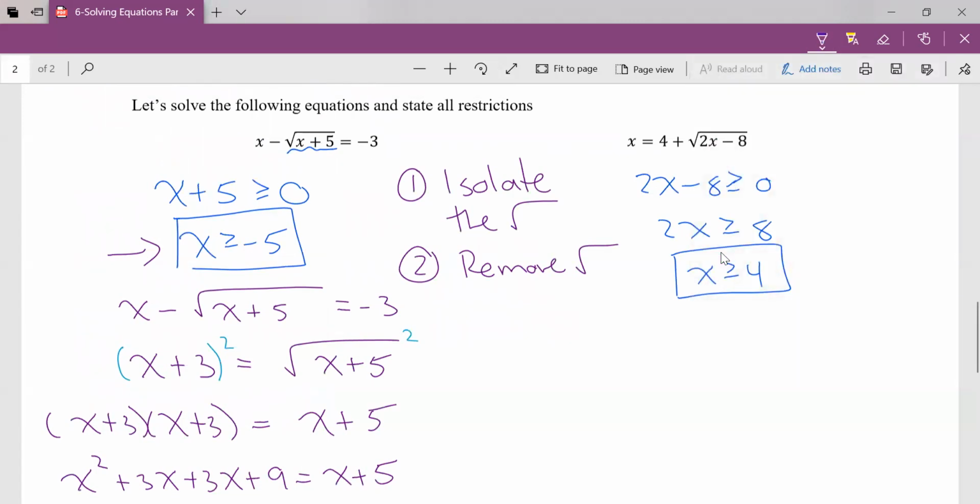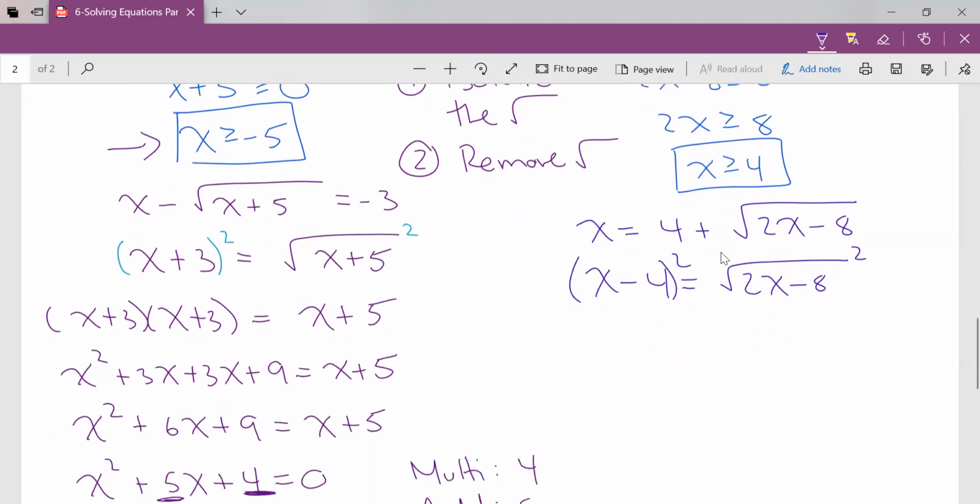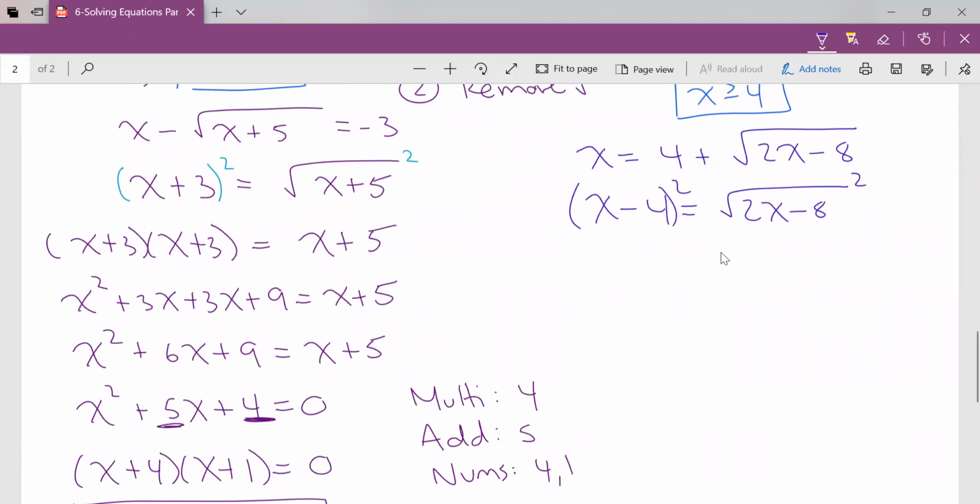Let's try this one on the right here. So let's set it up again. x is equal to 4 plus root 2x minus 8. Okay, so I'm going to isolate for the square root. So I'm going to subtract the 4. Okay, I need to get rid of that square root, so I square both sides because the inverse of square rooting is squaring. I'm going to write out x minus 4 twice. 2x minus 8 squared is 2x minus 8. That's why we did that.